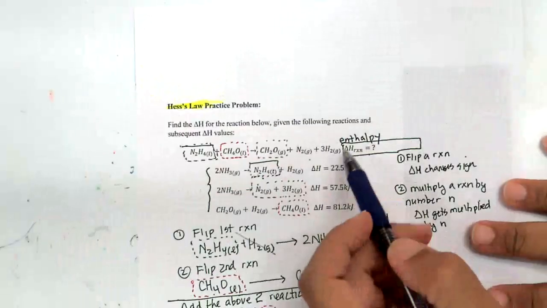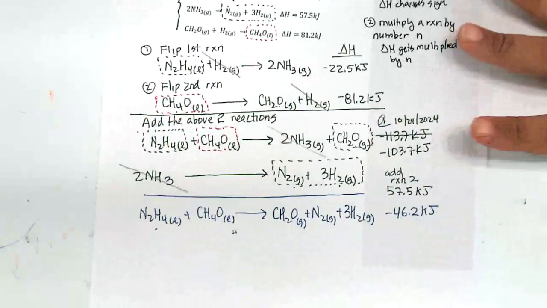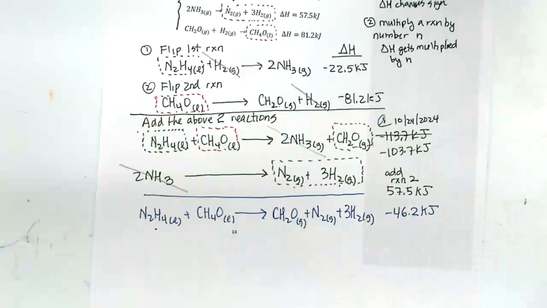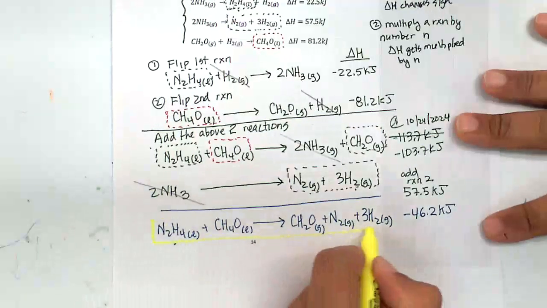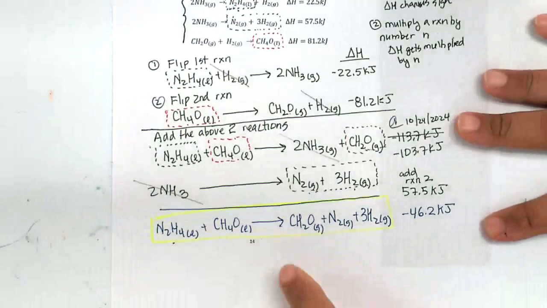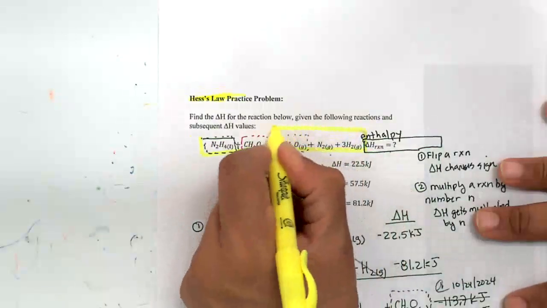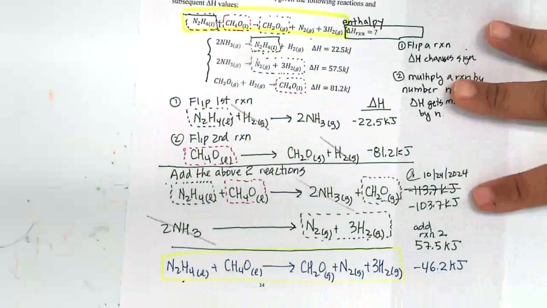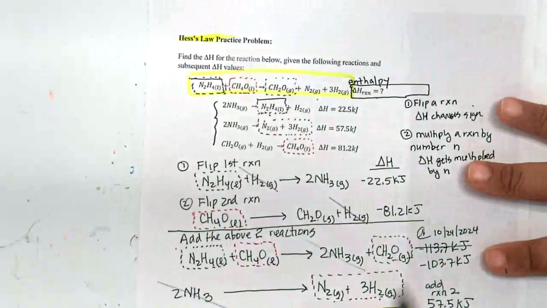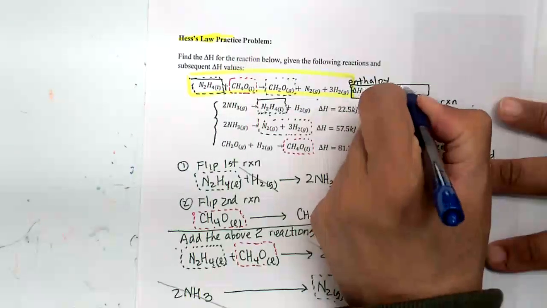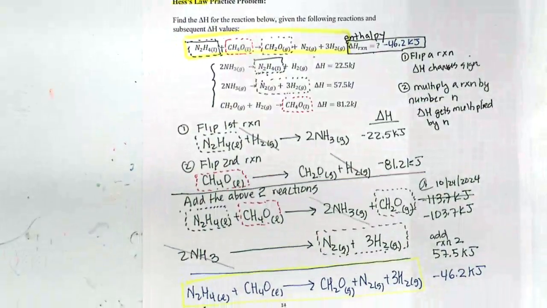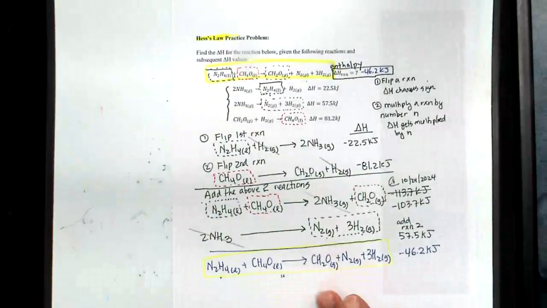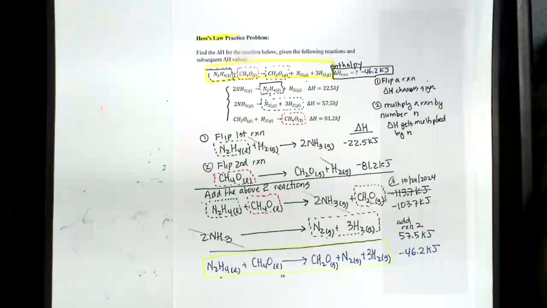Okay, so this matches that by flipping and multiplying, though we didn't have to multiply anything here. This has matched this, and it becomes minus 46.2 kilojoules. So this is our answer. Alright, so this is how you do a Hess's Law problem.